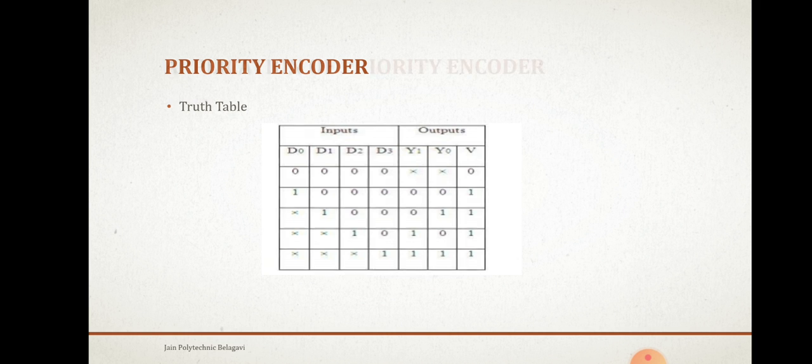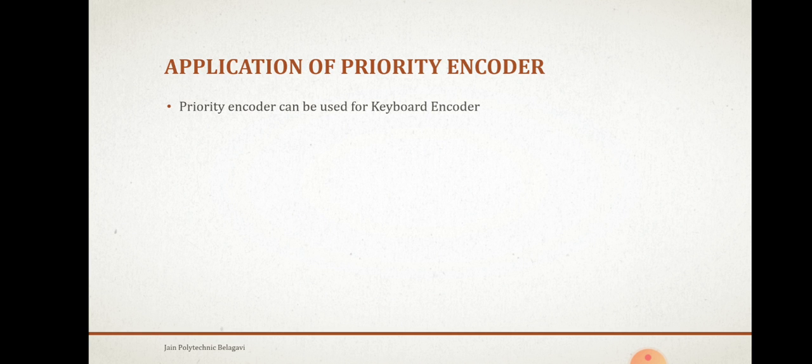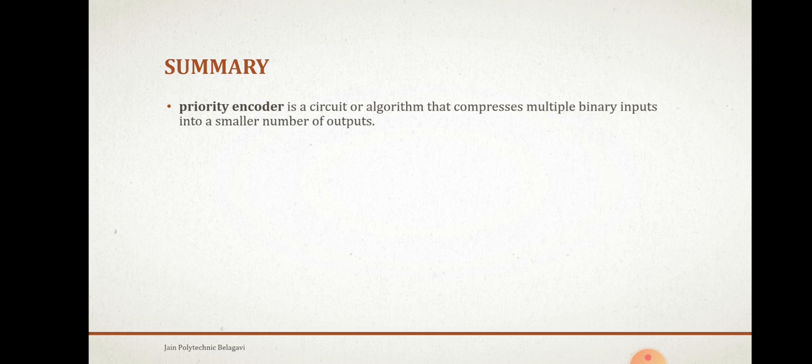Applications of the priority encoder: it can be used for keyboard encoders, positional encoders, navigation, and interrupt requests. Finally, a priority encoder is a circuit or algorithm that compresses multiple binary inputs into a smaller number of outputs.